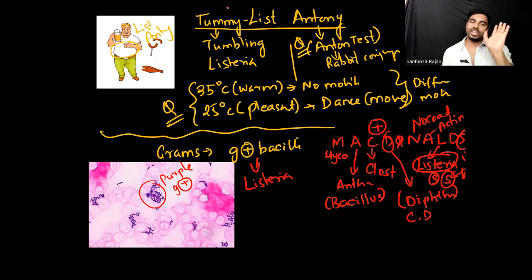There's only Listeria. Okay. In cocci, we have Streptococcus, Staphylococcus, everything. But in gram positive, if you talk about bacilli, only Listeria is there. That's the way you can easily identify. So Listeria monocytogenes will be your answer. Okay. Got it? Now, next one.